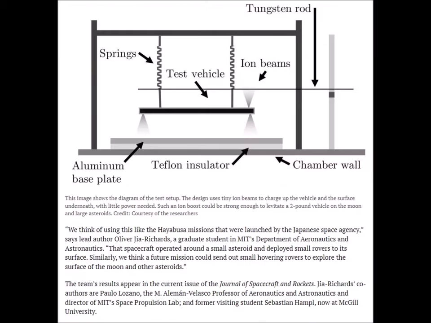In an initial feasibility study, the researchers showed that such an ion boost should be strong enough to levitate a small 2-pound vehicle on the moon and large asteroids such as Psyche. The image here shows a small diagram of the test setup. The design uses tiny ion beams to charge up the vehicle and the surface underneath with little power needed. Such an ion boost could be strong enough to levitate a 2-pound vehicle on the moon and large asteroids.